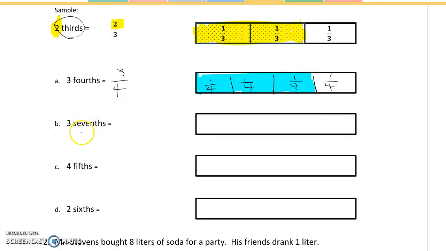3/7. So this word tells me I need 7 sections. Not the easiest thing to draw. So we're going to do our best, though, to make this 7 sections. So we're going to draw 6 lines. So here's 1, 2, 3, 4, 5, and 6. So 1, 2, 3, 4, 5, 6, 7. So each one of these is 1/7. I'll go ahead and write that in now.